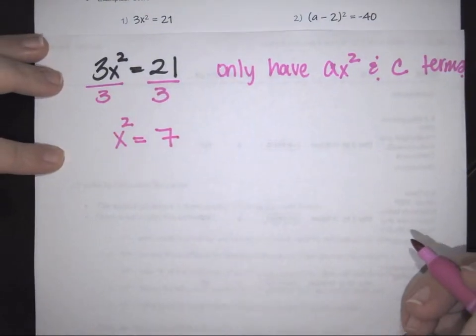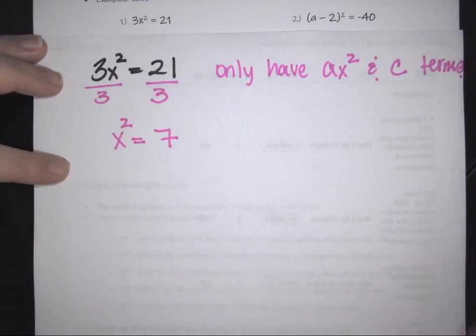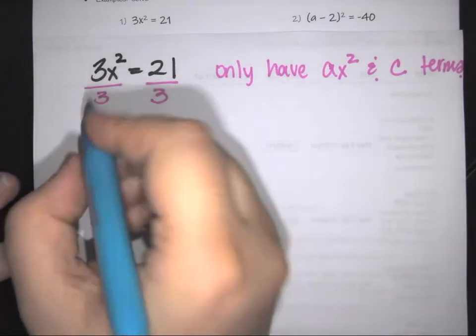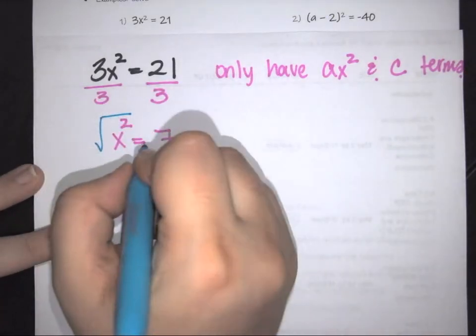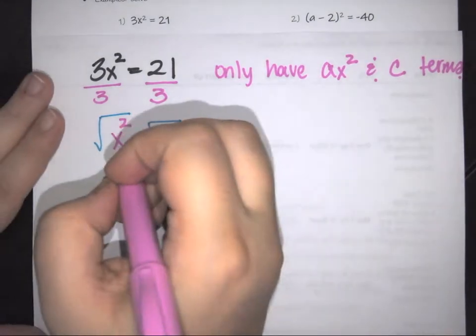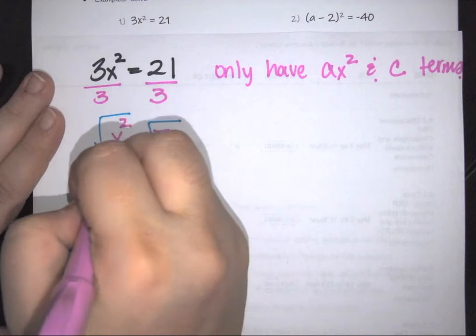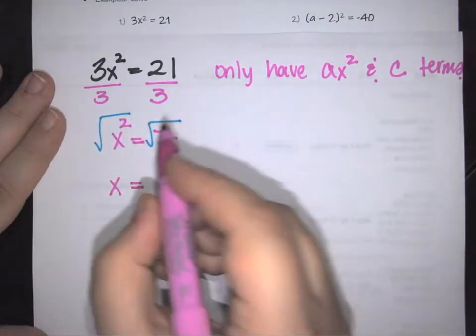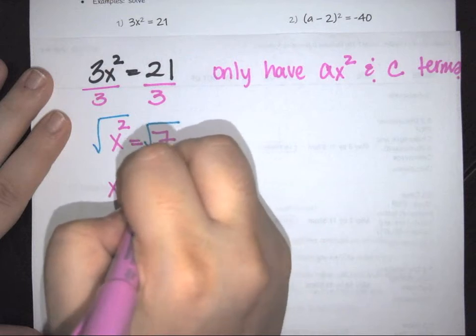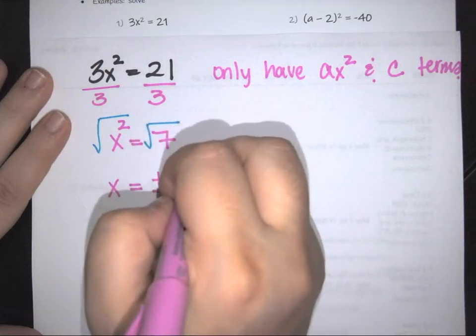Once I do that, I have to take the square root of both sides. So I'm going to go ahead and do that. So I have to take the square root of my x squared side, which means the square root of my 7 side. Once I do that, the square root of x squared gives me x, and then because I'm taking the square root of the other side, I have to include plus or minus, and then I've got the square root of 7.